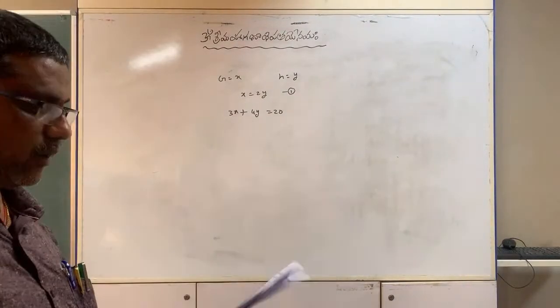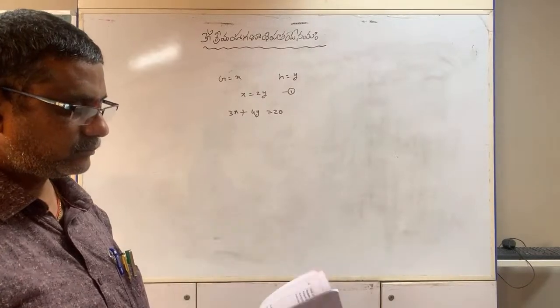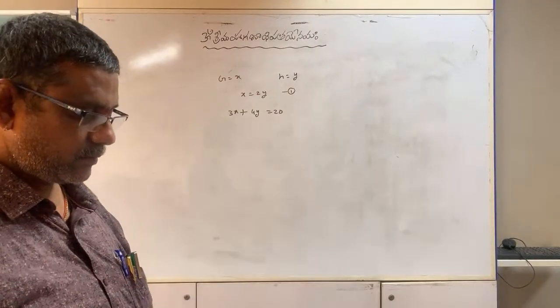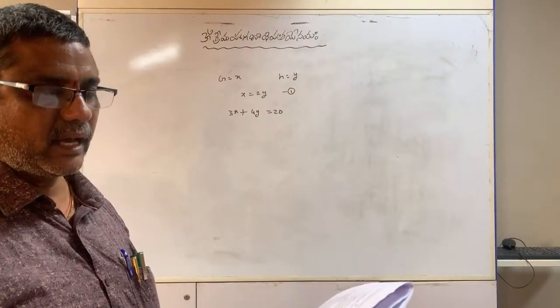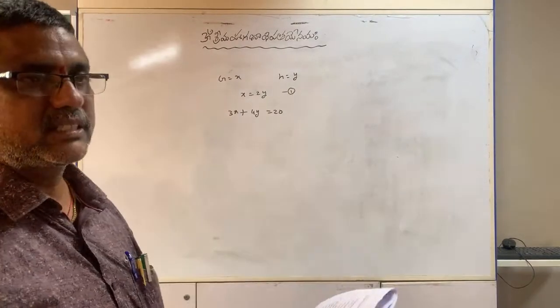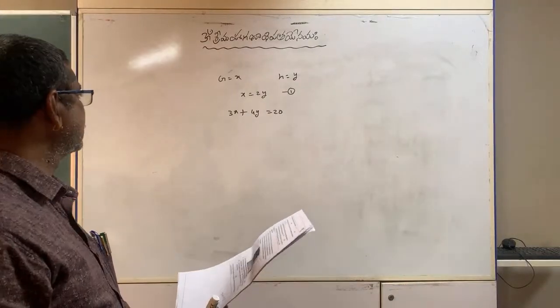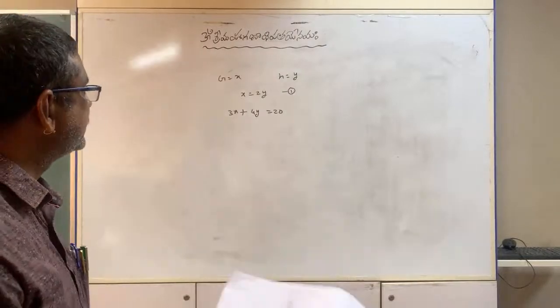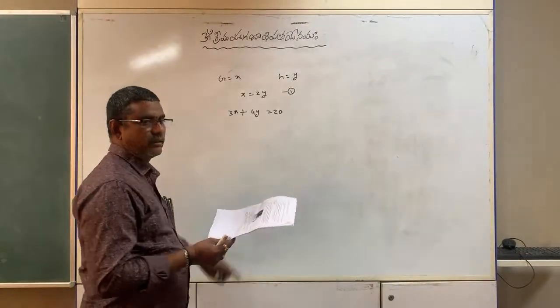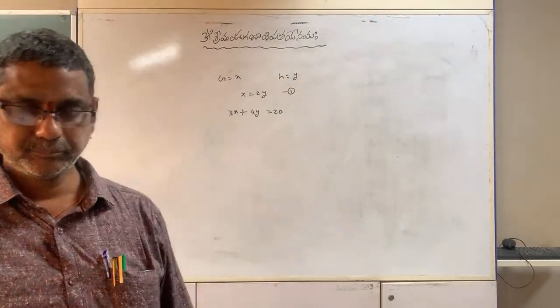Now see the questions. What is the representation of the given statement algebraically? Already done. One is x is equal to 2y. The other one is 3x plus 4y is equal to 20. That is the answer to the first question. These two equations you need to write. If you write, you will get 1 mark. Next.